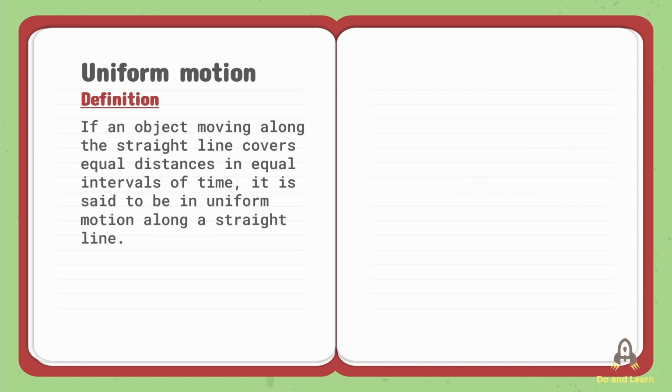Let us see what is uniform motion. What is uniform motion? Simple. Uniform motion means if an object moving along a straight line covers equal distances in equal intervals of time. Equal distance in equal interval of time.